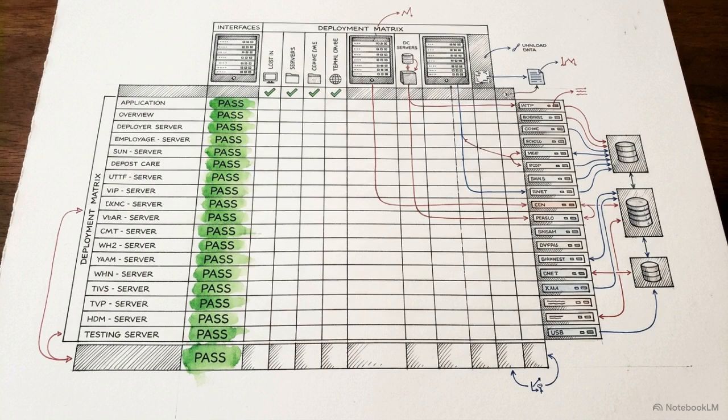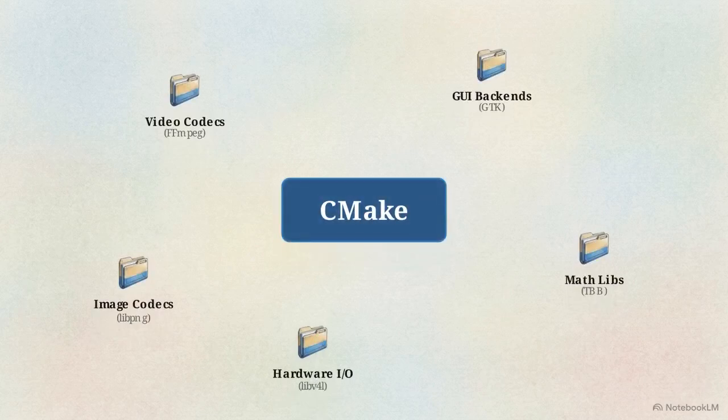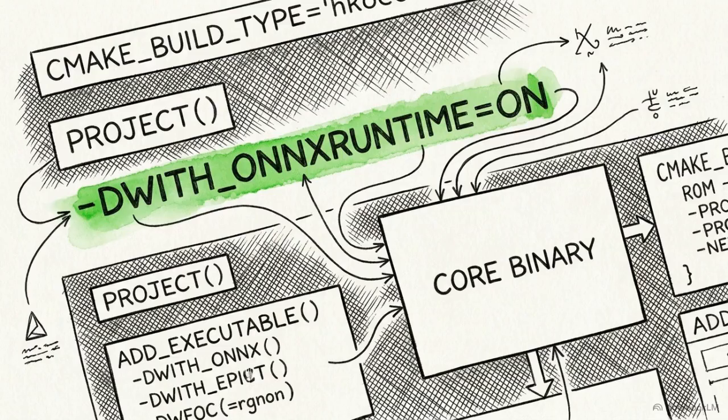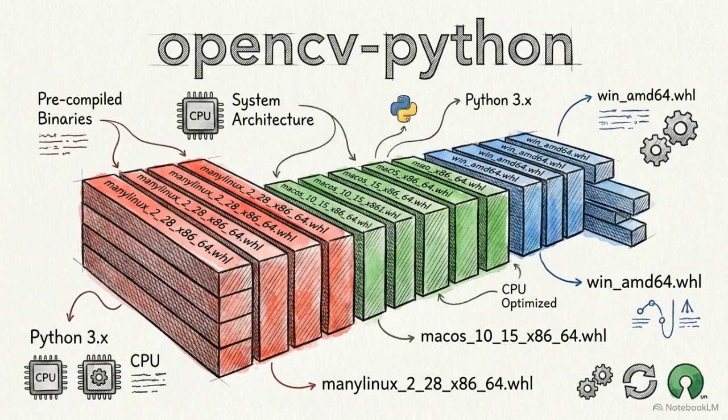Deploying OpenCV across its immense matrix of operating systems requires a sophisticated build system. The library utilizes CMake to orchestrate source generation and resolve thousands of dependency graphs. Developers can use specific CMake flags to link the Microsoft ONNX runtime directly into the system binary, allowing optimized inference without installing separate packages. For Python users, this compilation overhead is automated via precompiled binary wheels on the Python package index, mapped precisely to the host machine's architecture.